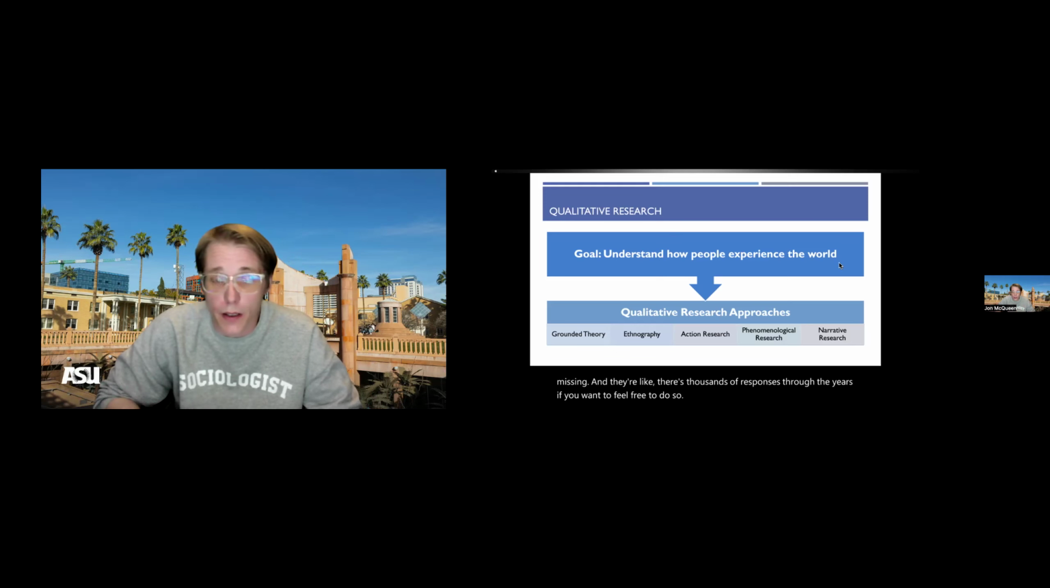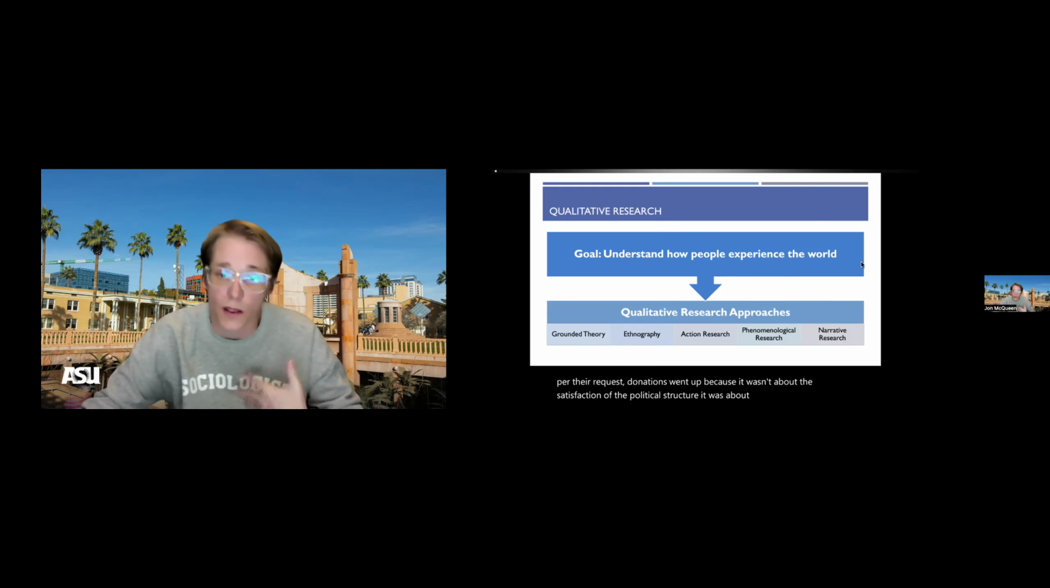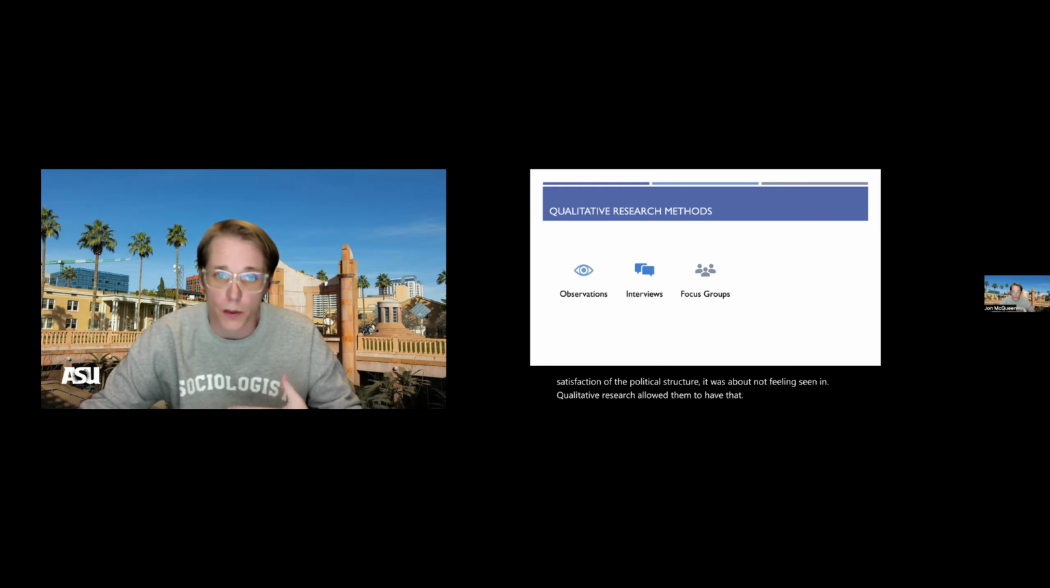And I did. And long story short, once I found the correlation, it was as simple as not feeling seen, heard, or understood. They didn't have events, they weren't really engaging with them. And once they fixed that and made more engagement with the community per their request, donations went up because it wasn't about the satisfaction with the political structure. It was about not feeling seen, and qualitative research allowed them to have that. So it's important how we approach these research steps, right?